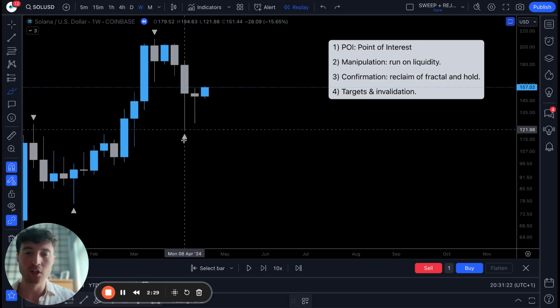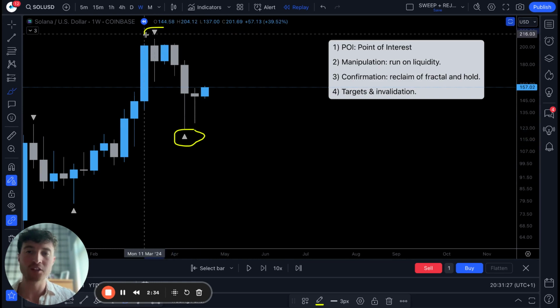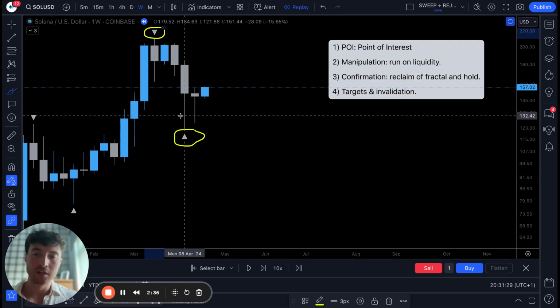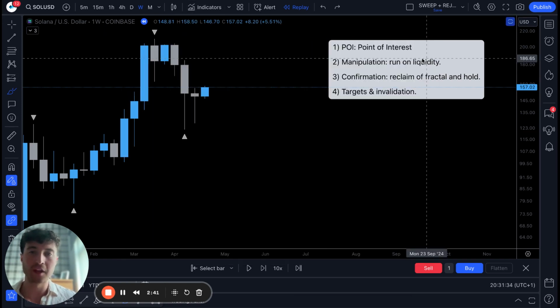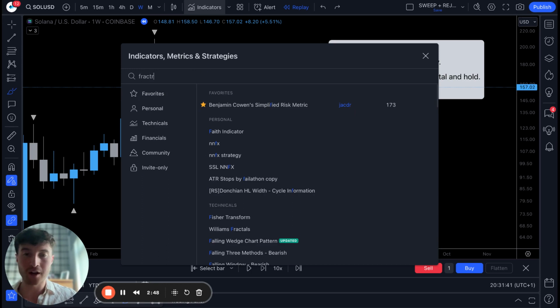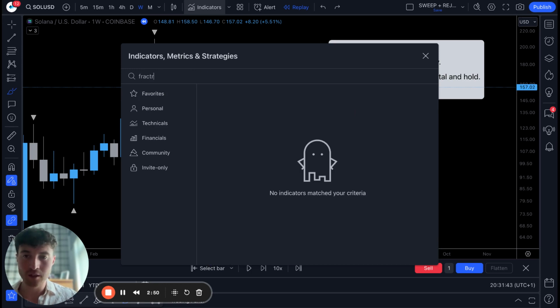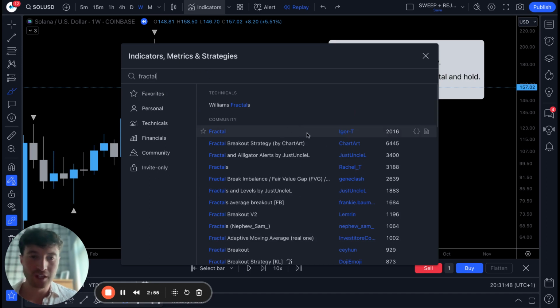So this is a fractal low here. This is a fractal low, and this is a fractal high, okay? You can apply these to your charts by going over to the indicators tab at the top here, indicators, metrics, and strategies, and typing in literally fractals. Okay, if I can spell. So fractal, and it's the one by Rachel_T. If you just type in fractal or fractals, it's the one by Rachel_T.